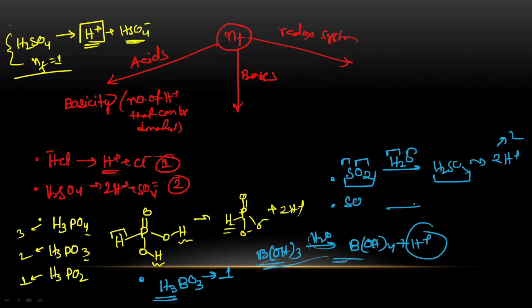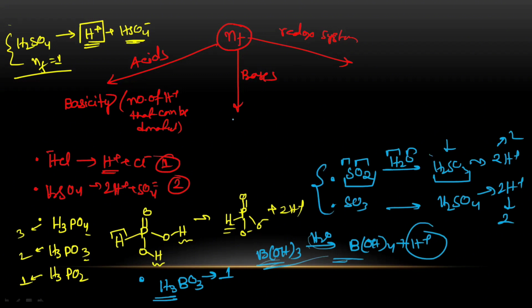For SO3, similarly, if you add water, you will be getting H2SO4, sulfuric acid, and initially it was sulfurous acid. So here also you will get 2H plus, and then N factor will be 2. Right? Because SO2, when added with NaOH, reacts as H2SO3. So keep in mind these typical examples.